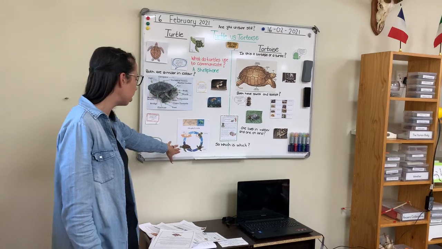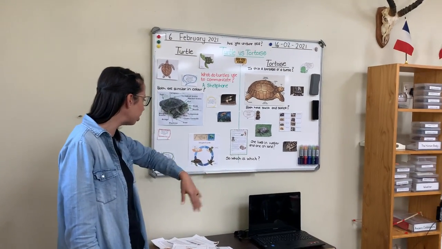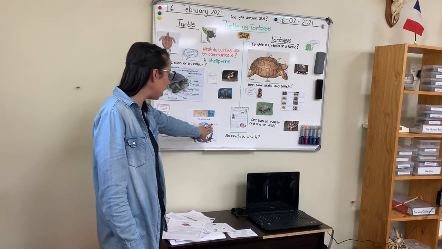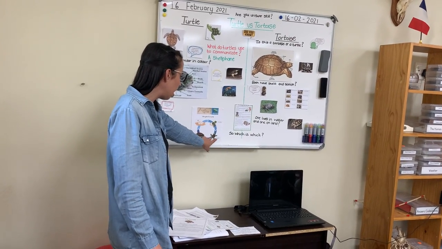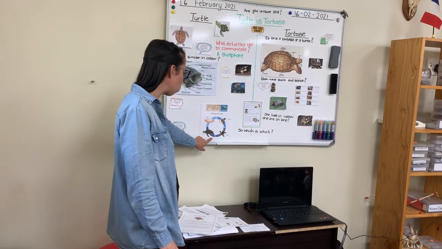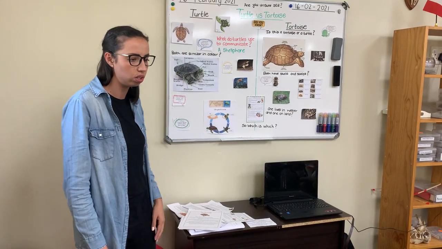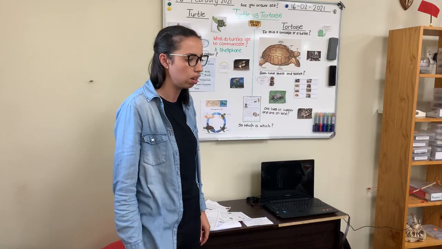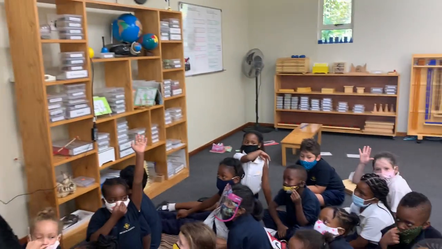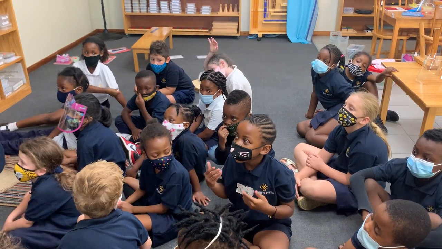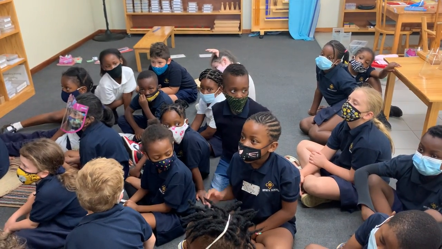The life cycle of a turtle, we just discussed it. Mommy turtle goes out onto the beach and lays her eggs. The eggs hatch and become juveniles. They make their way to the ocean, they grow and become adults. What do turtles eat? Sammy. If they're really hungry, they see meat, they will eat it, but they usually eat plants.